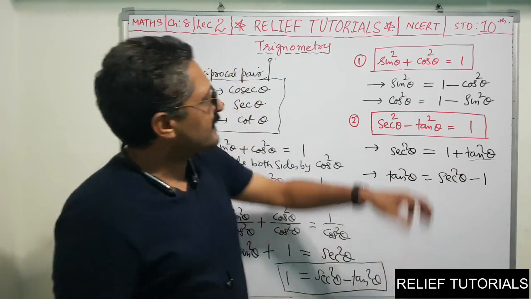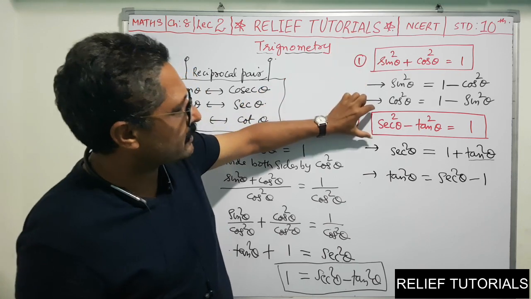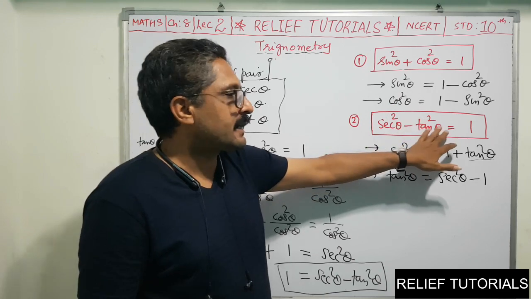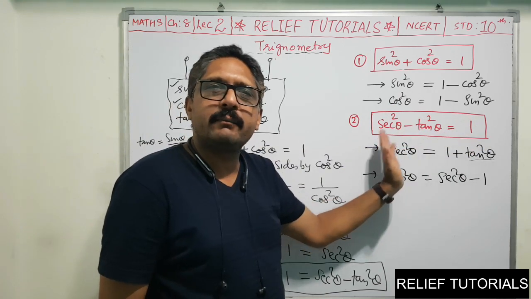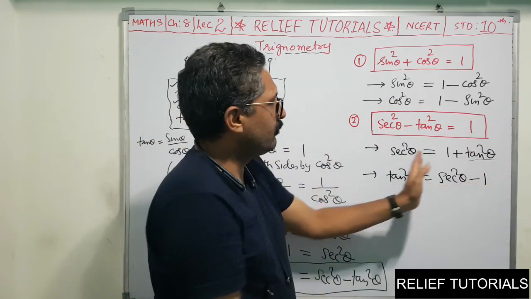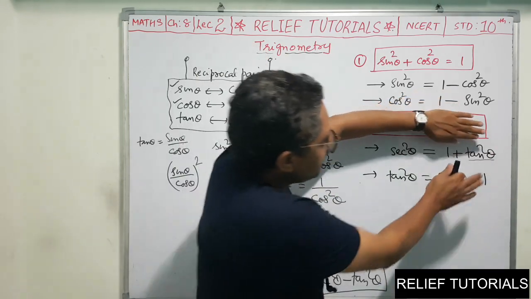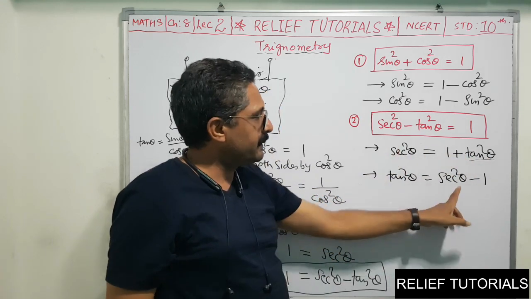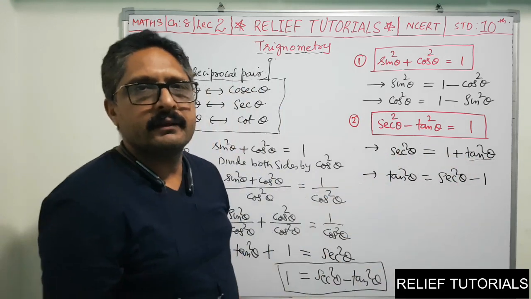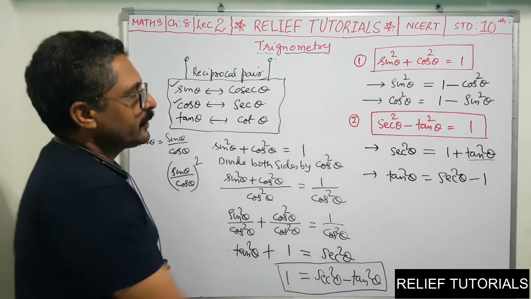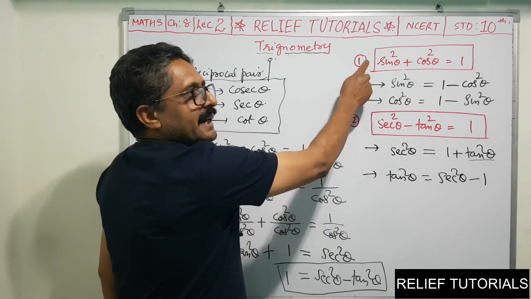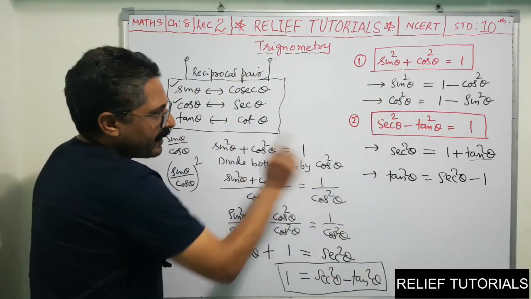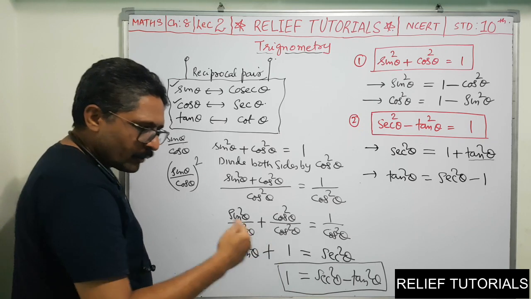So what I want to tell you is all this which I have taken in a box, that should be totally clear in your mind. Sec square theta minus tan square theta equal to 1. So sec square theta minus tan square theta will go on other side. 1 plus tan square theta. Now keep this identity in your mind. Now you want tan square theta. So 1 will be moving here. So it will be sec square theta minus 1. Okay. So we got this identity from our basic identity, sin square theta plus cos square theta is equals to 1, by dividing both the sides by cos square theta. We have one more identity.